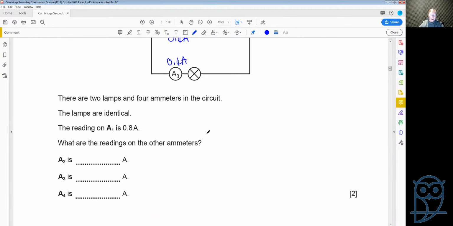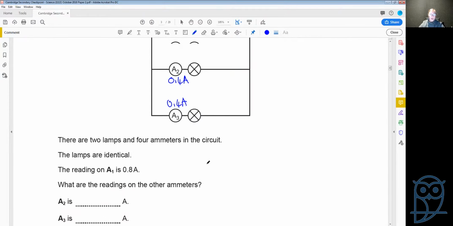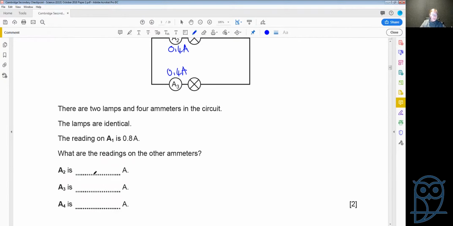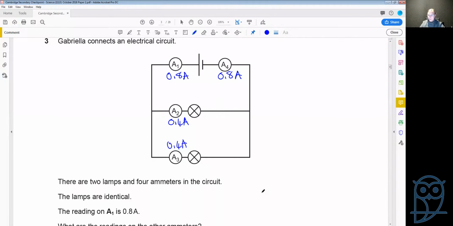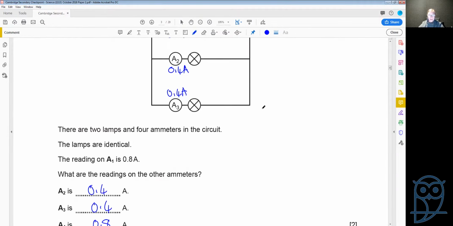So now we just need to go write it down into here. So A2 is this one, so that'll be 0.4. A3 will be 0.4, and A4 will be 0.8. Okay. So the trick here is that in series circuits the voltage will be different over each component, but in parallel circuits, the amperage will be different over each branch of our parallel circuit. So I don't think I've covered this in a lesson yet, but I will do so.